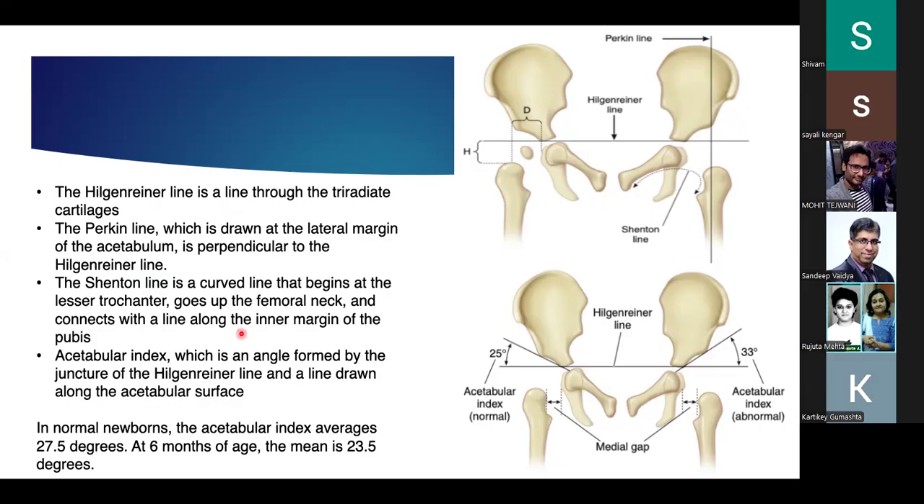Acetabular index is an angle formed by the juncture of the Hilgenreiner's line and a line drawn along the acetabular surface. In normal newborns, acetabular index averages around 27.5 degrees, and at 6 months, the mean comes down to 23.5 degrees.